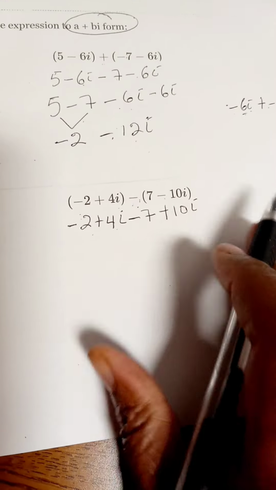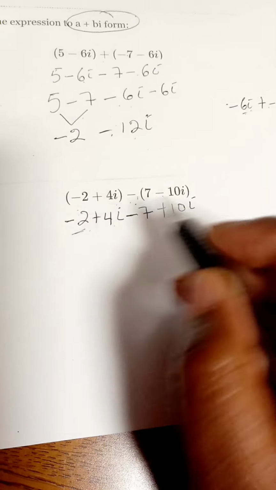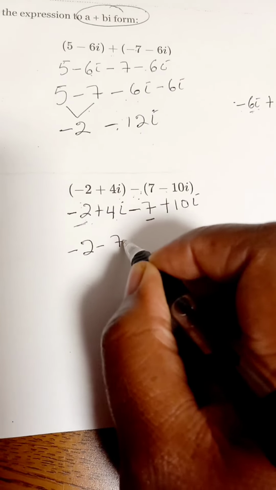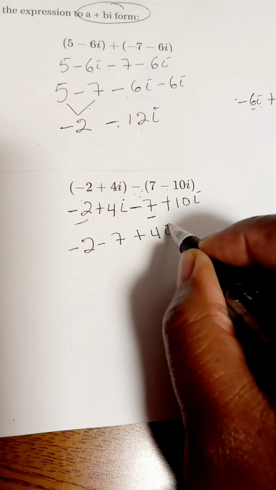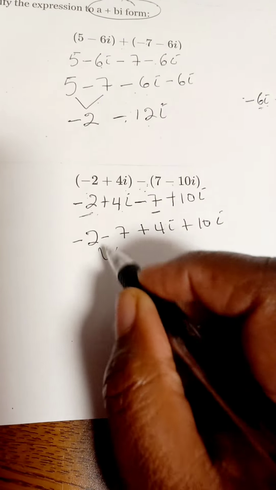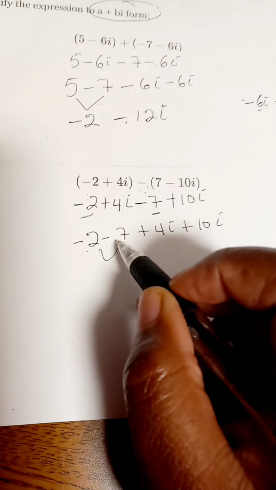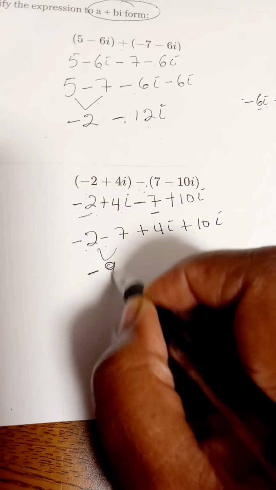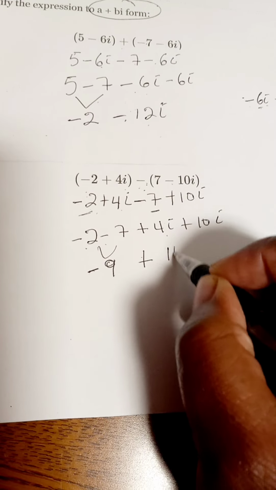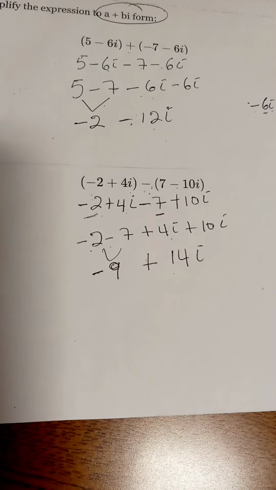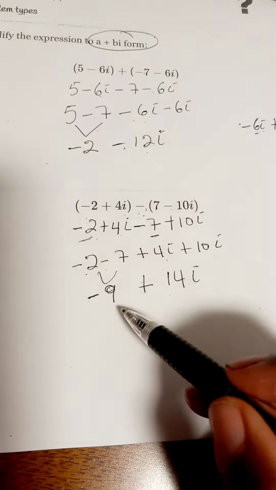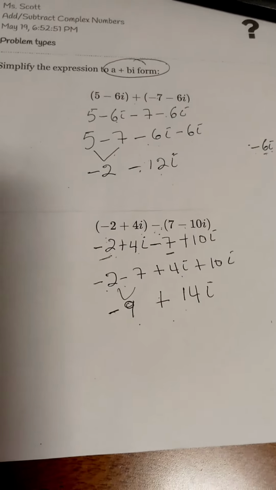So I'm going to do the same thing where I'm going to rearrange. So my numbers, and then I have negative 2 minus 7 plus 4i plus 10i. So that's going to give me minus 2 plus minus 7 is minus 9. And then plus 4i plus 10i is 14i. And that's in the a plus bi form. So it's your a plus bi form. And there you have it.